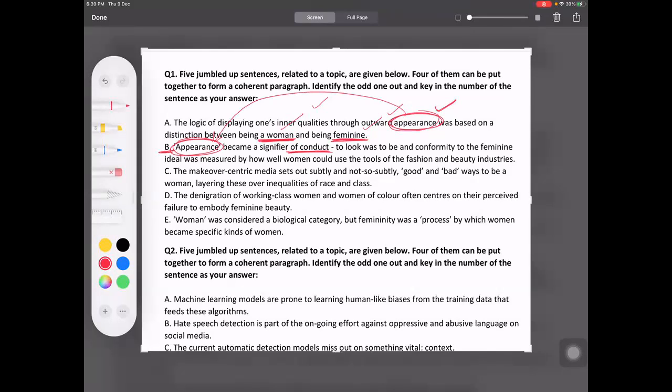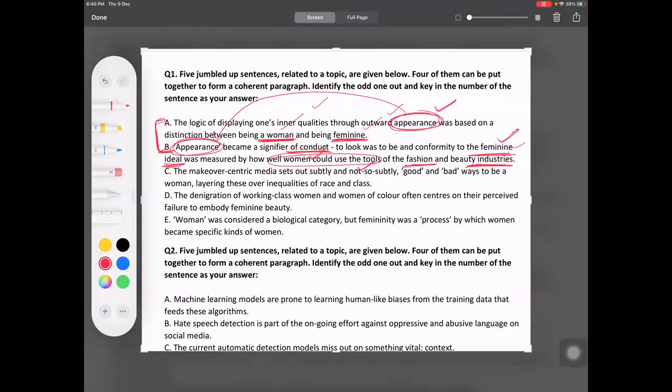To look was to be in conformity to the feminine ideal, measured by how well women use these tools in terms of fashion and beauty industries. So they are actually relating these two sentences, feminine and women, and how they are interrelated in terms of appearance. Being feminine means how women handle fashion and beauty industries together or create a balance. So definitely there is a connection between the A option and the B option.